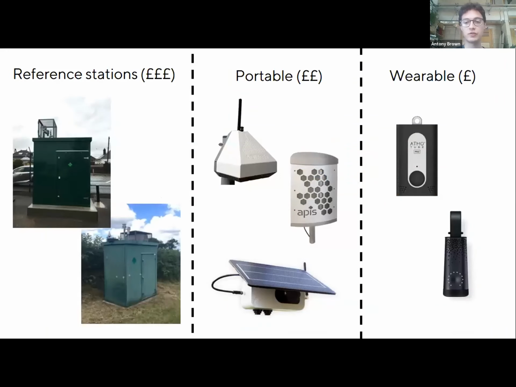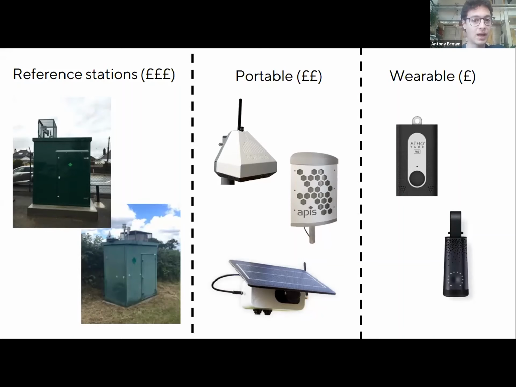So there's currently a range of equipment available for monitoring air pollution. The first is reference stations. These are large static stations that continually monitor air pollution in one location. They tend to be used by governments to identify long-term trends and for compliance. The ones pictured here are DEFRA's automatic urban and rural network stations, and there are around 200 of these nationally. They contain equipment that costs tens of thousands of pounds.